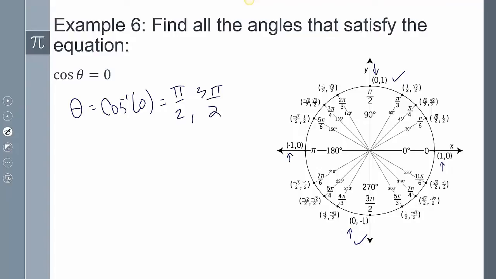So that's how we use the unit circle to be able to find the angles. I guess the way that we think about it, it's almost like working backwards.